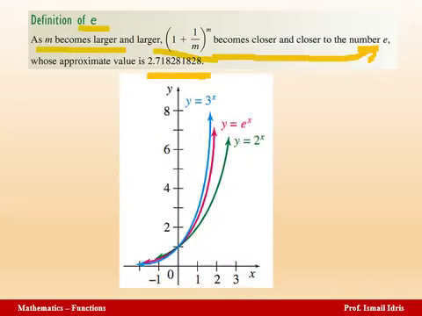So if you look at the graph of the function y equals e to the power x, this is an exponential function that we are going to call the natural exponential function. Since e is between 2 and 3, this function will be between 2 to the power x and 3 to the power x. Note that all these exponential functions are increasing functions.